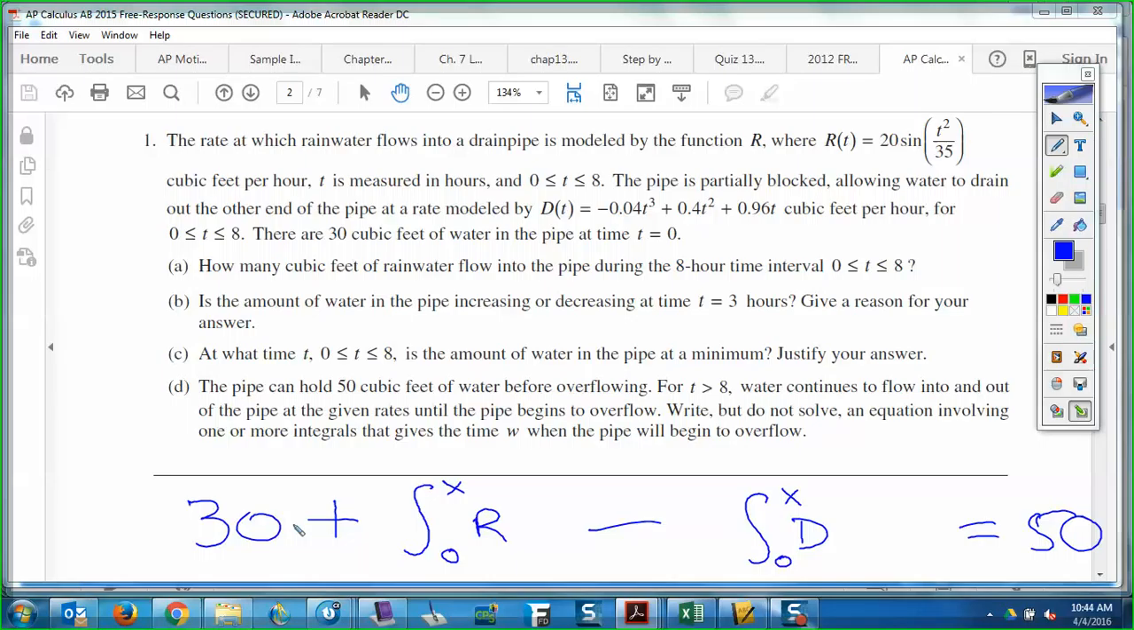This is going to be the total amount of new water that is still in the pipe. This is the amount of new water that went in. This is the amount of new water that came out. You subtract those, that'll be the amount of new water that came in, but there were 30 feet in there already, so we only have room for how much? 20, right? So you could have just set it equal to 20 instead of setting it equal to 50. Okay? Right? But do not solve an equation.